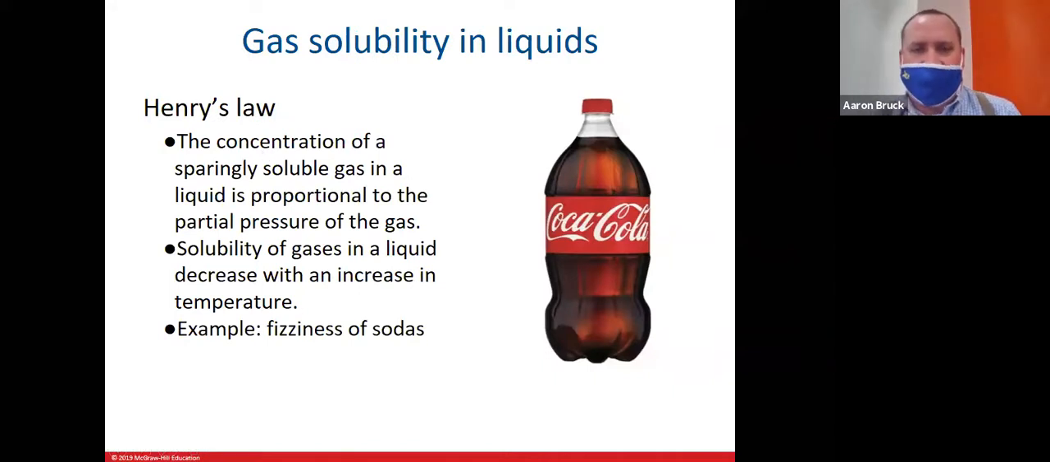We can quantify this relationship using something called Henry's Law. Now, what Henry's Law tells us is that the concentration of a relatively insoluble gas, and most gases are relatively insoluble in water. So when we say sparingly soluble, what we mean is, for the most part, it's not soluble. Only small amounts of that gas actually dissolve. But the amount that does dissolve is directly proportional to the partial pressure of the gas that it exists in.